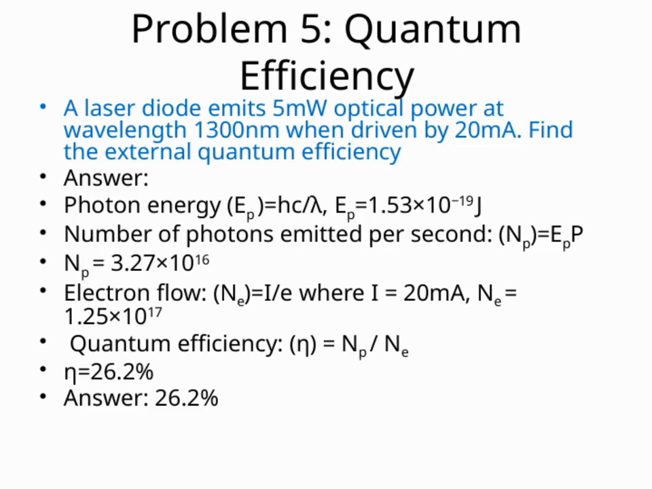Let's look at how we find the external quantum efficiency of a laser diode. We start with the power it emits and the wavelength, which lets us calculate the energy per photon. Then, we figure out how many photons are emitted each second. Next, we calculate the electron flow from the current driving the diode. Finally, quantum efficiency is the ratio of emitted photons to electrons flowing through. In this case, it comes out to about 26.2%, meaning just over a quarter of the electrons produce photons.